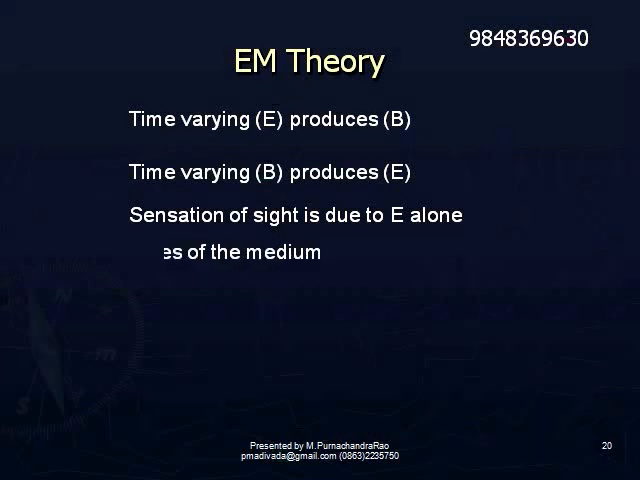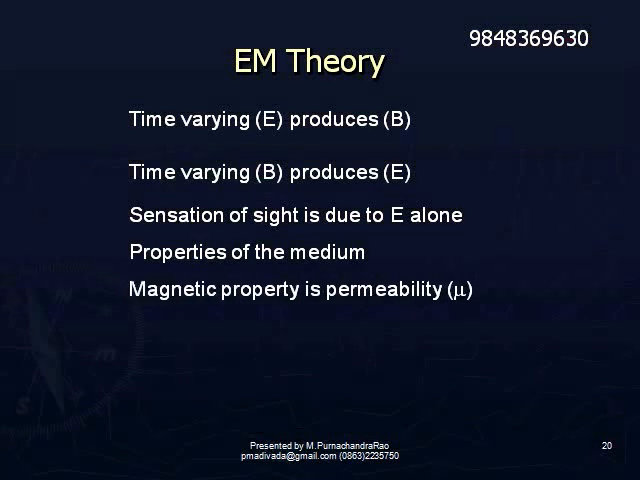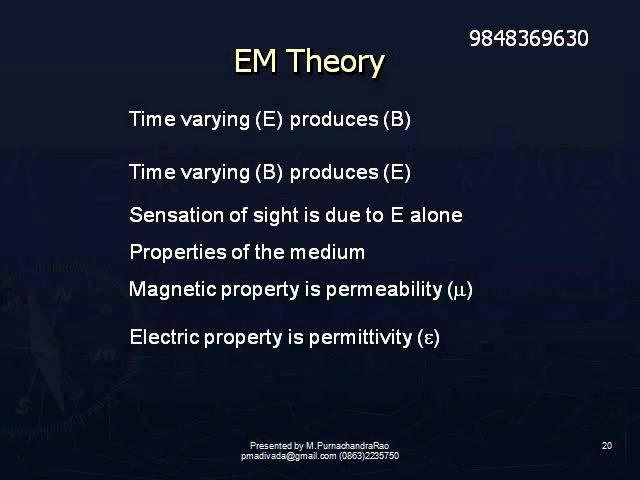The sensation of sight is due only to the electric field intensity. Magnetic field intensity has almost negligible effect on the sensation of sight. And we propose two properties for the medium. One is a magnetic property, the other one is an electric property. The magnetic property of a medium is termed permeability and is represented by mu. The electrical property of the medium is termed permittivity and it is represented by epsilon.